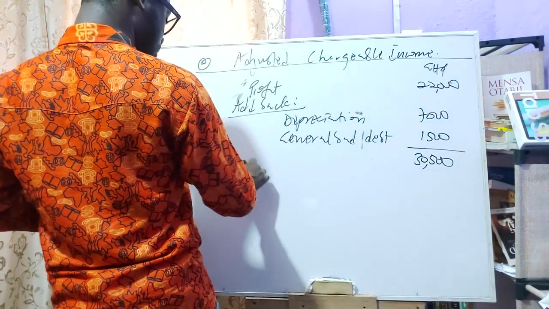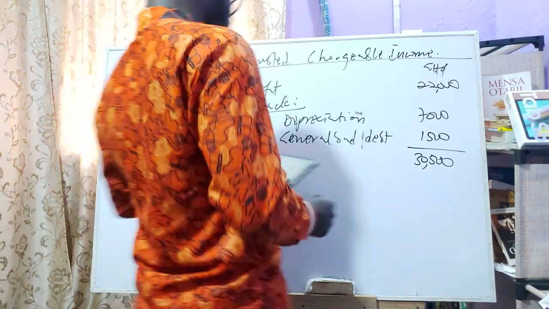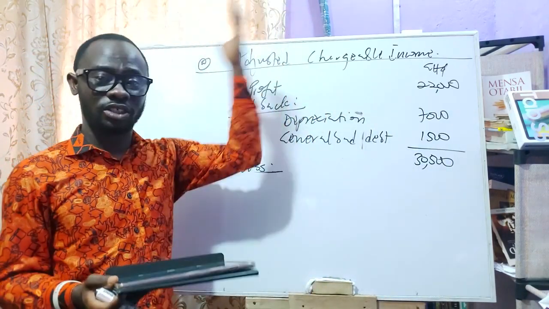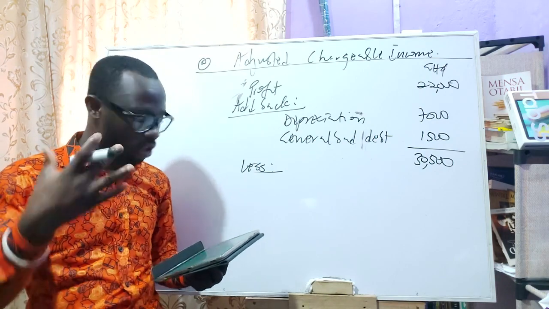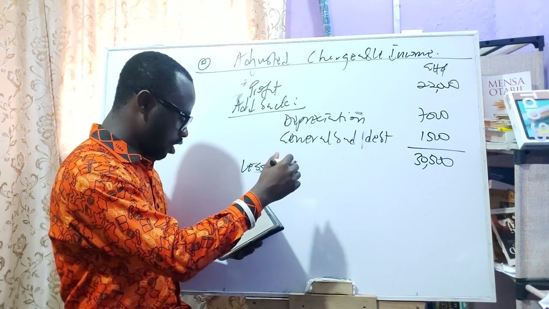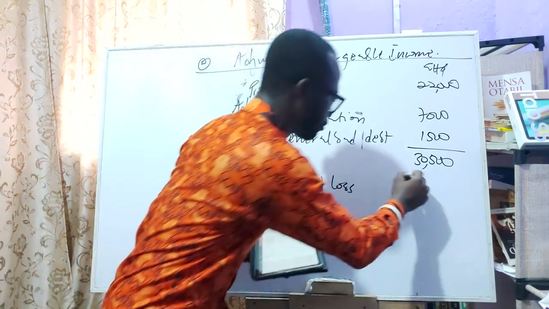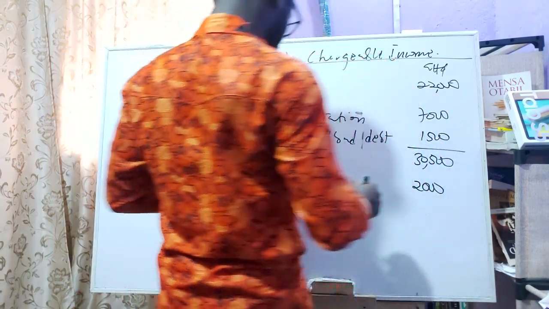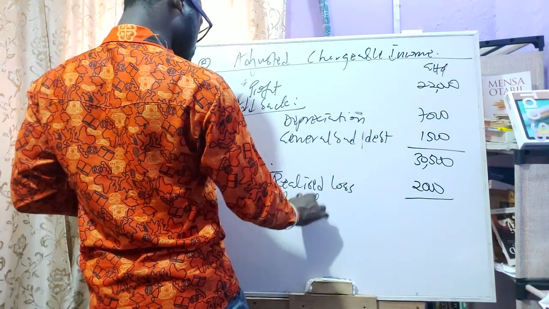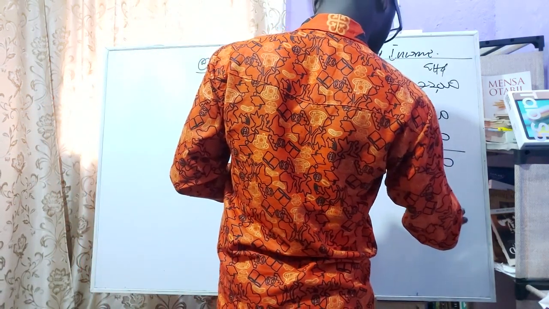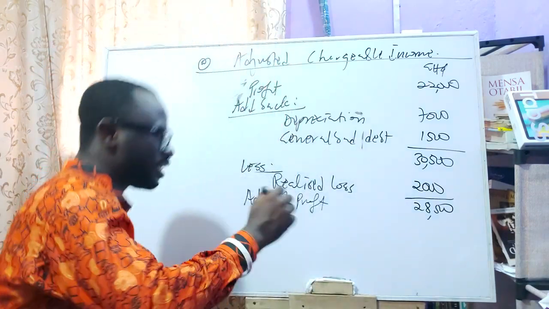Then we are going to be lessing the realized loss. It means that the previous year the company had made a loss and this year they are trying to write off the loss, but that is not how the loss should be treated. All right, the loss will be treated later on. So whatever realized loss will be taken out in relation to that, 2,000. Then that gives us the adjusted profit, 28,500.